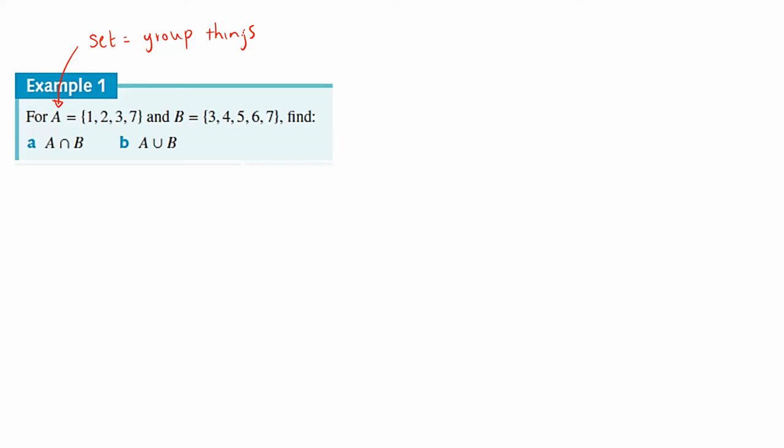In group A, I've got 1, 2, 3, and 7. In group B, I have 3, 4, 5, 6, and 7. Now, just before we note, this is group A equals, so what do I have in group A?